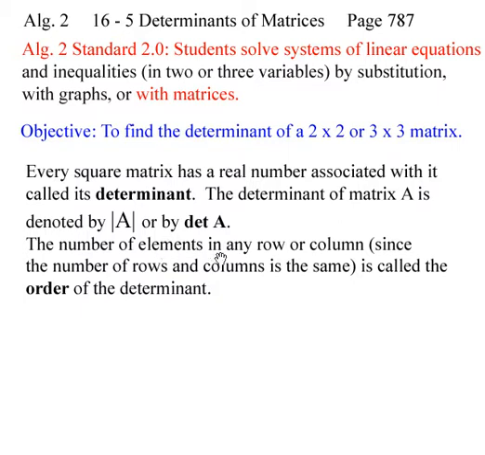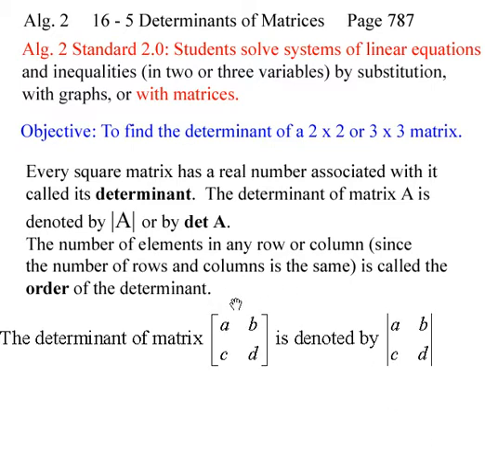The number of elements in any row or column, since these are the same, is called the order of the determinant. So a 2 by 2 matrix is a matrix of order 2. Here we have the matrix. We'll just do this in general so we can supply numbers later. It's matrix A, B, C, D.